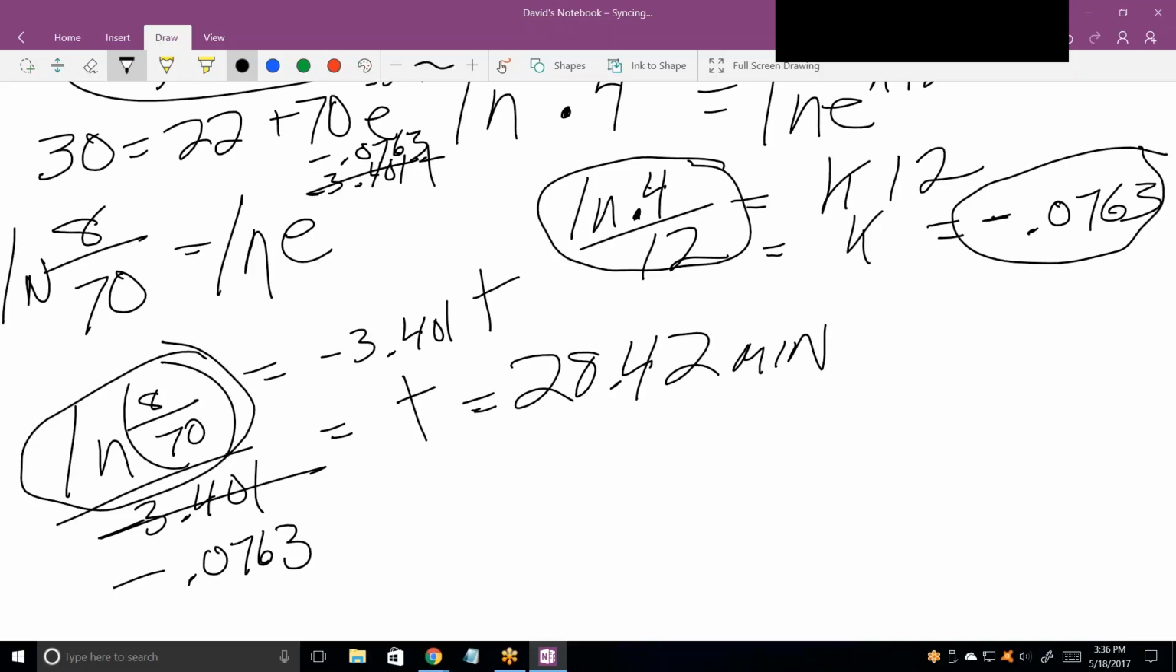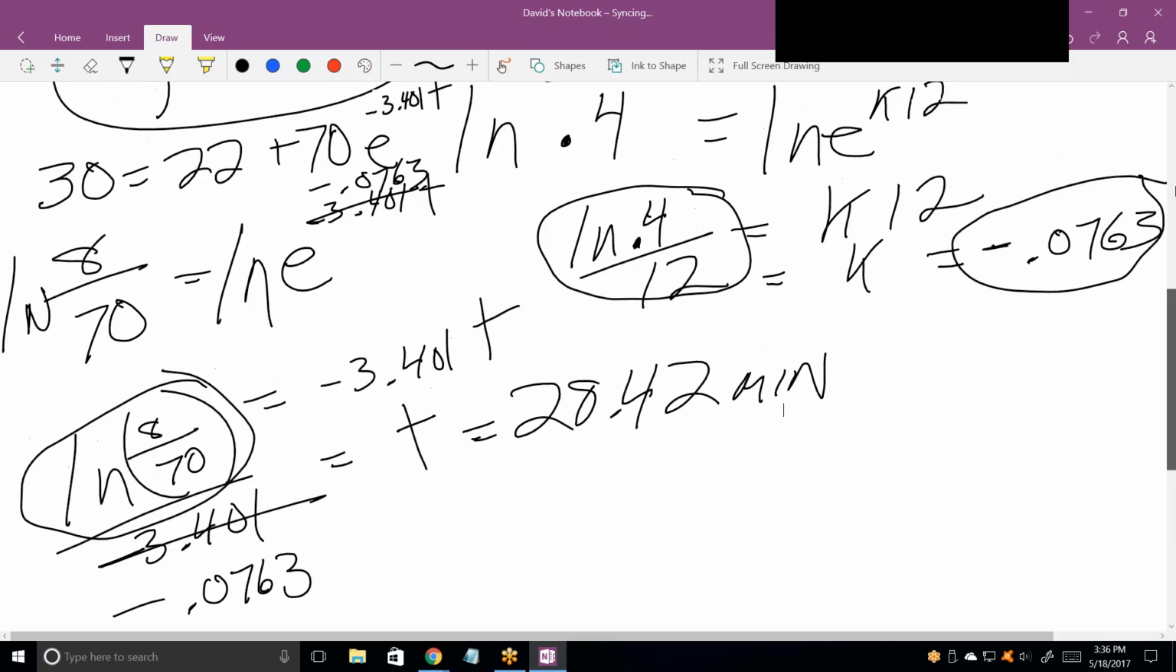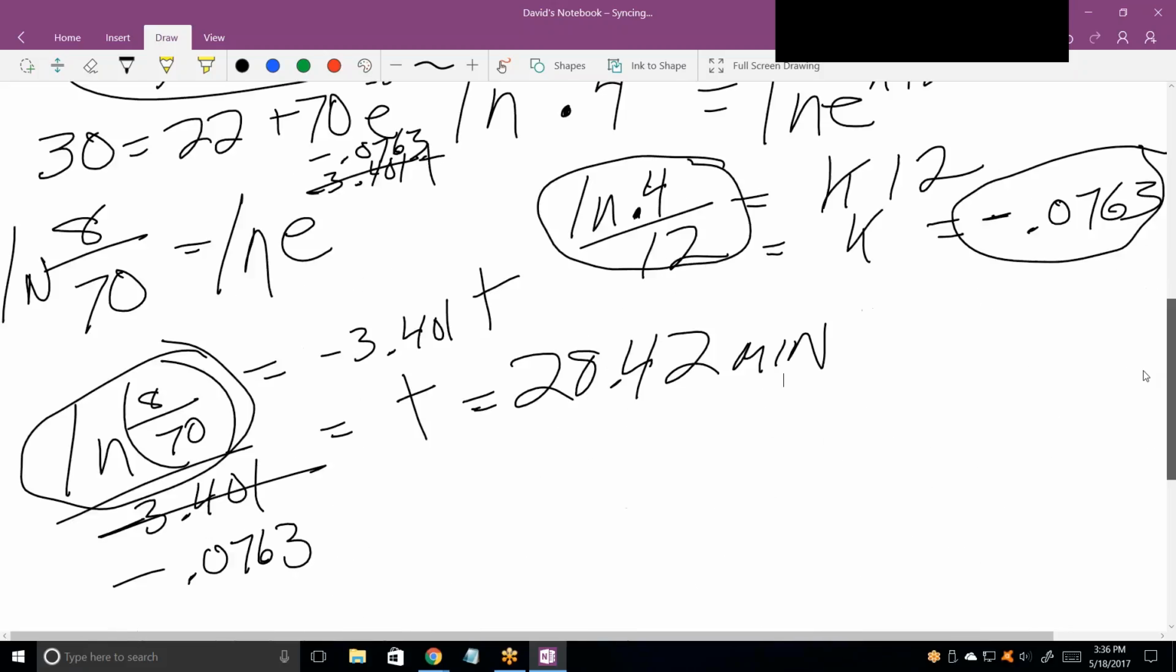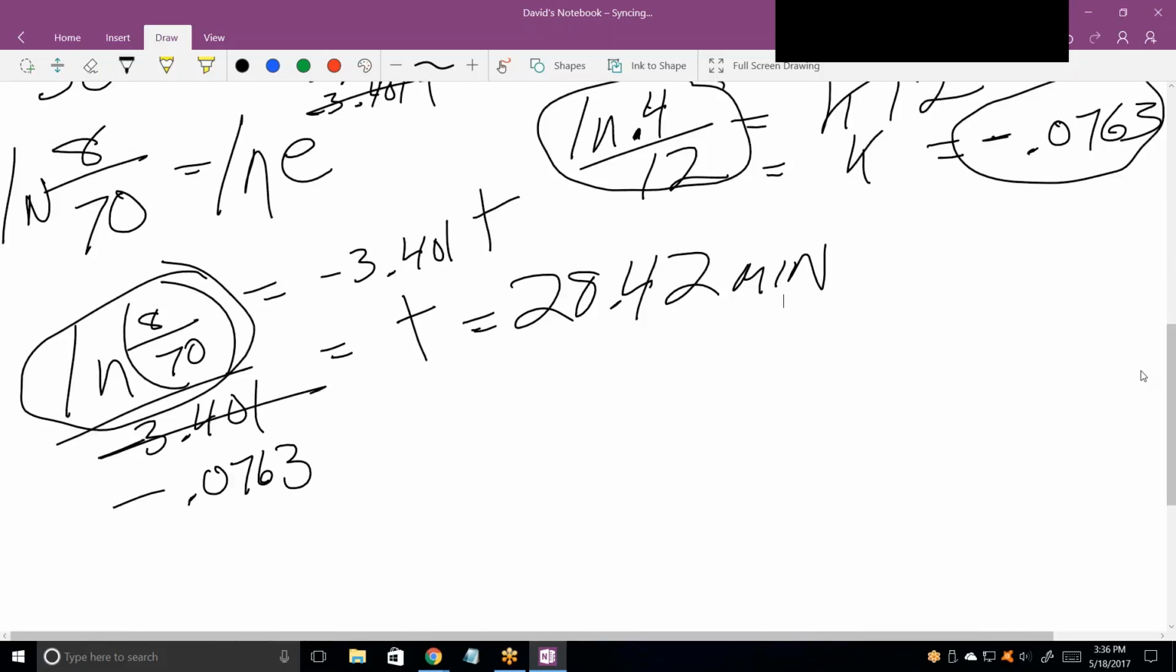If it took 12 minutes to cool from 92 degrees to 50, then it's got to go all the way to 30. And its surrounding temperature is 22. So it would take longer than 12 minutes. And that's a perfectly reasonable answer, 28.42 minutes.